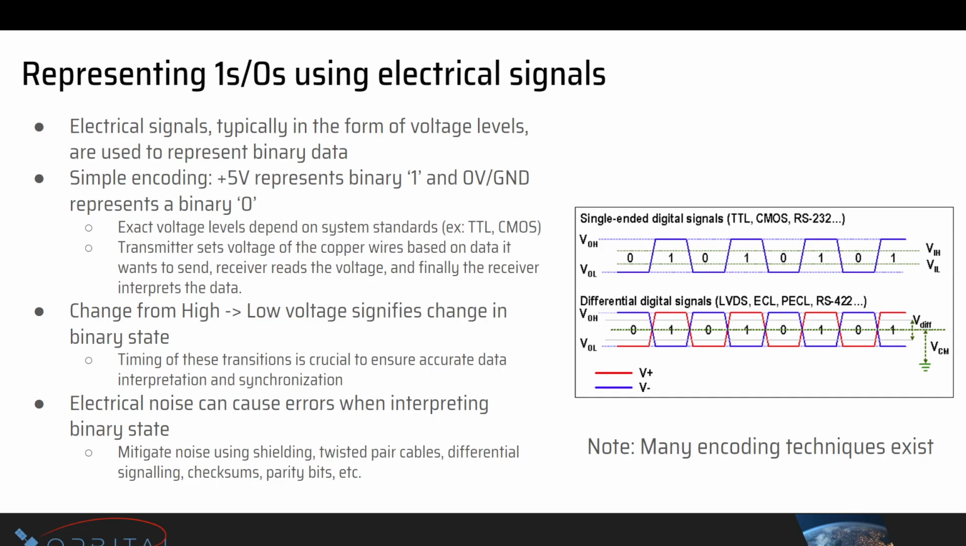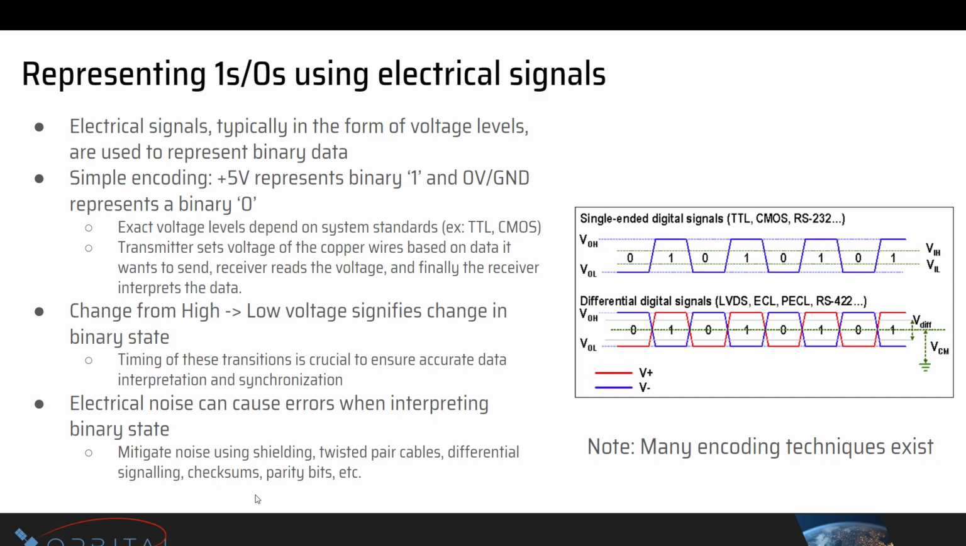And there's also electrical noise that can cause errors when you're trying to interpret the binary state. There are different ways to mitigate that, like twisted pair cables, shielding, differential signals, checksum, parity. This is all out of the scope of this workshop though. This can all be its own workshop, so we're not going to go into this, but you can look into it.